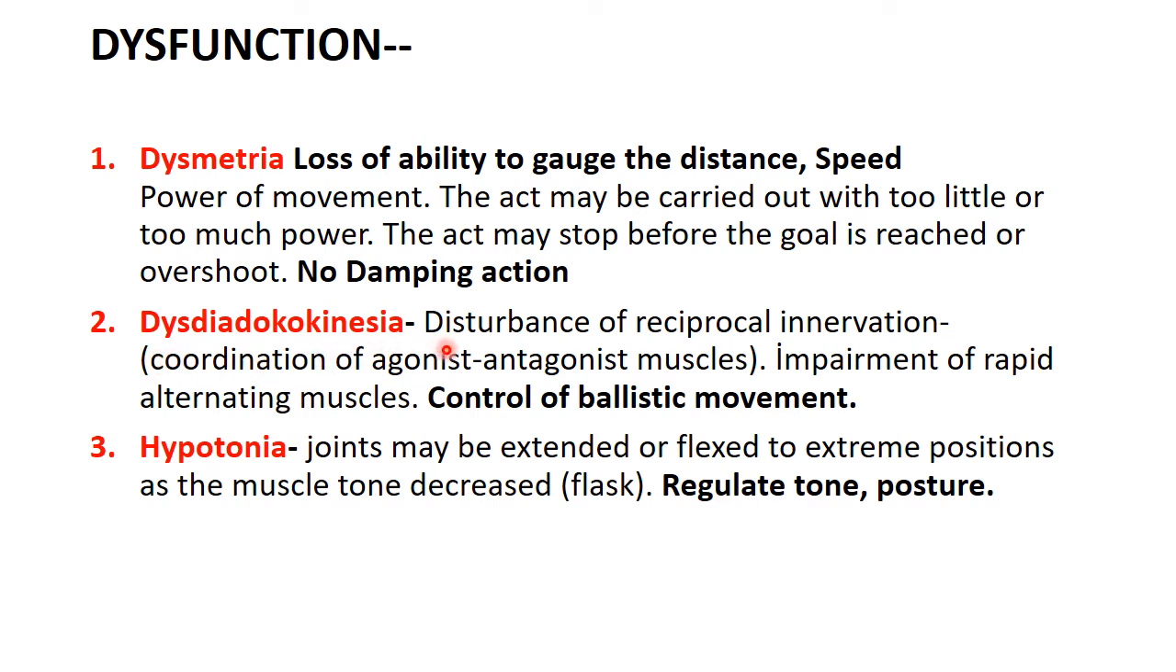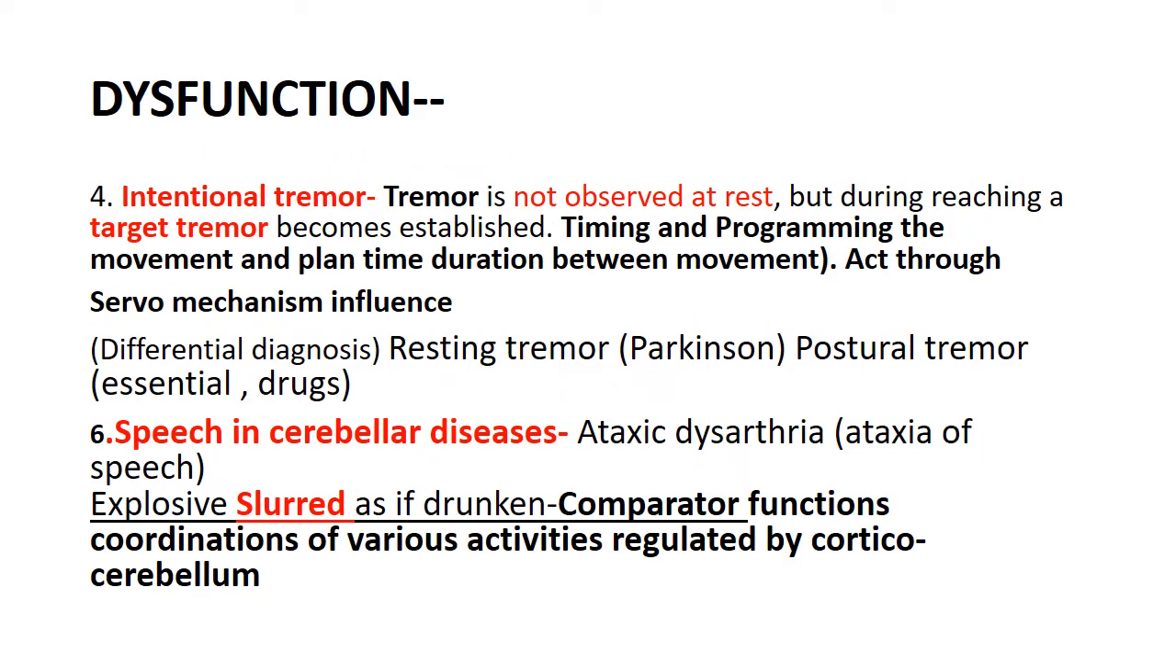Dysdiadochokinesia. There is a disturbance of the reciprocal innervation, or you can say coordination, of the agonist and antagonist muscles, which will be disturbed in the rapid alternate movements. Hypotonia. The joint may be either extended or flexed in an extreme position, because the cerebellum also regulates the tone and posture.